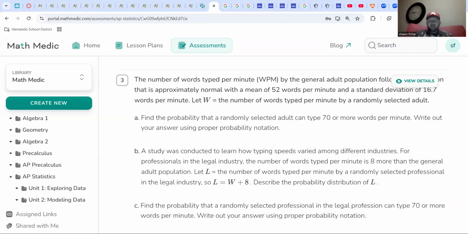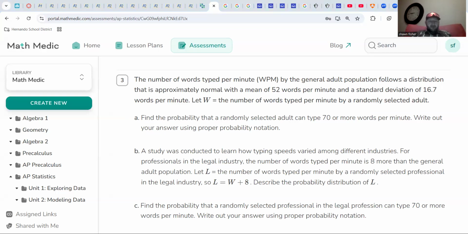W represents the number of words typed per minute by a randomly selected adult. Find the probability that a random adult. All right, so now we're finding probability. We're not necessarily shifting anything or stretching anything like we have before. Now we're just using the normal distribution.